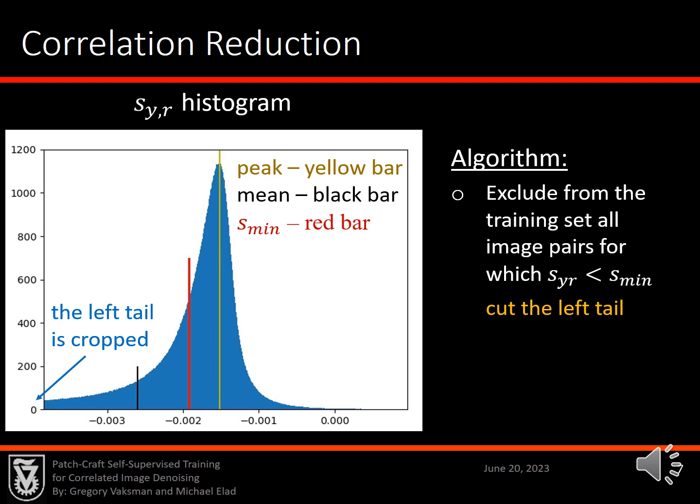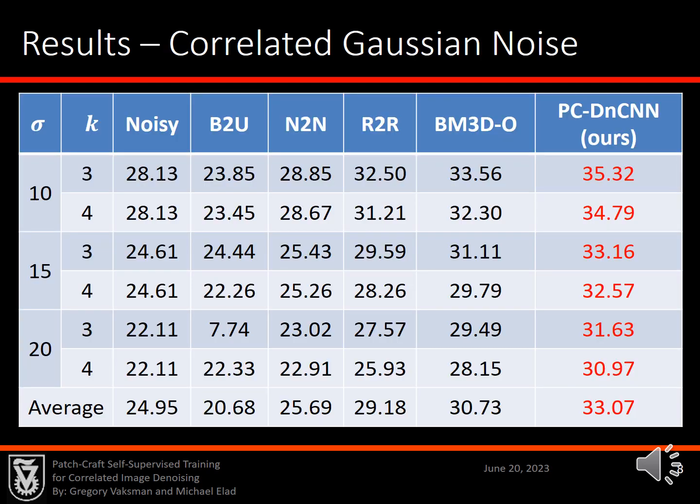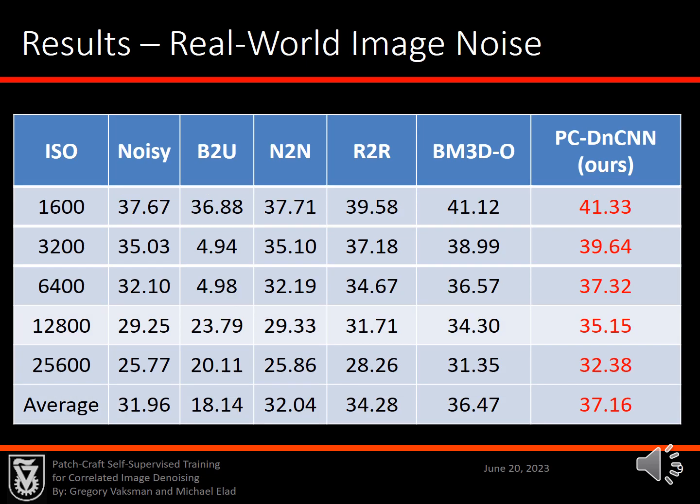To improve the histogram, we remove from the dataset all images for which SYR is less than a threshold S-mean. The threshold S-mean is set such that the mean of the resulting histogram coincides with its peak. We evaluate our methods through extensive experiments with synthetic and real image noise. Our training scheme achieves outstanding denoising performance, surpassing recent state-of-the-art self-supervised methods by a large margin.